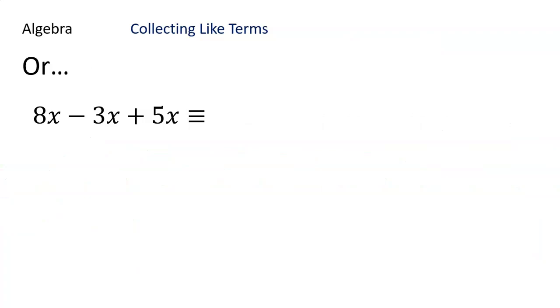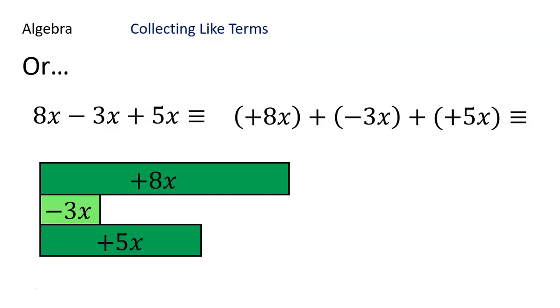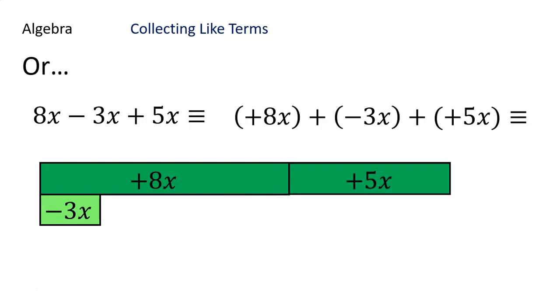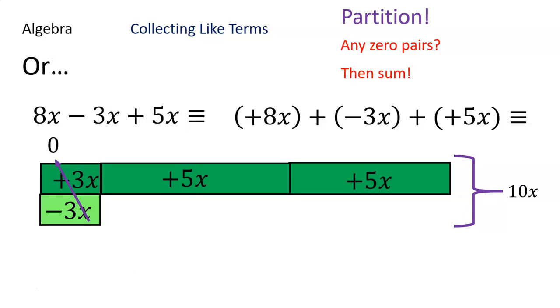If at this point you would rather draw a bar model, that's fine. You would need here to draw a bar to represent 8x, a bar for negative 3x, and then a bar for positive 5x. I can then use the commutative law to collect my positive x's together. I'm going to need to partition my 8x into a positive 3x and a 5x. Look for the zero pair, and then sum to find a total of 10x.